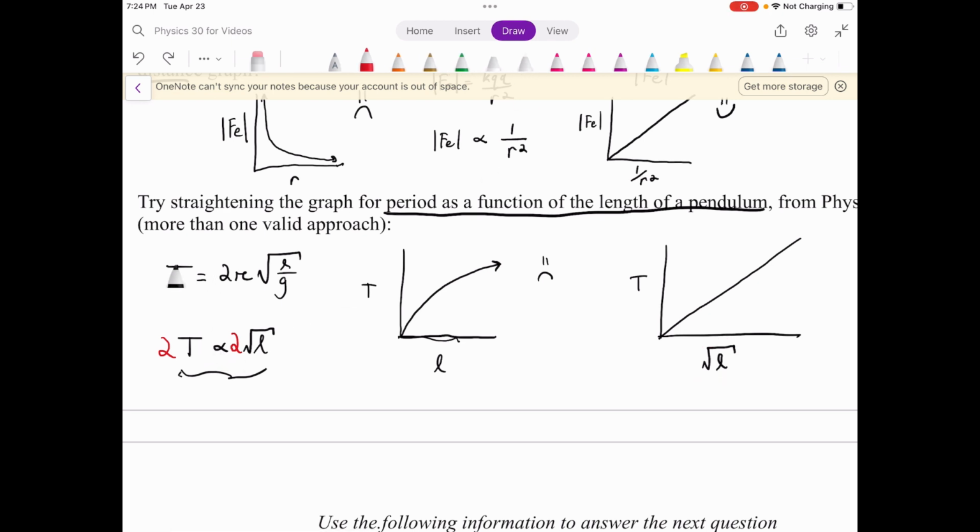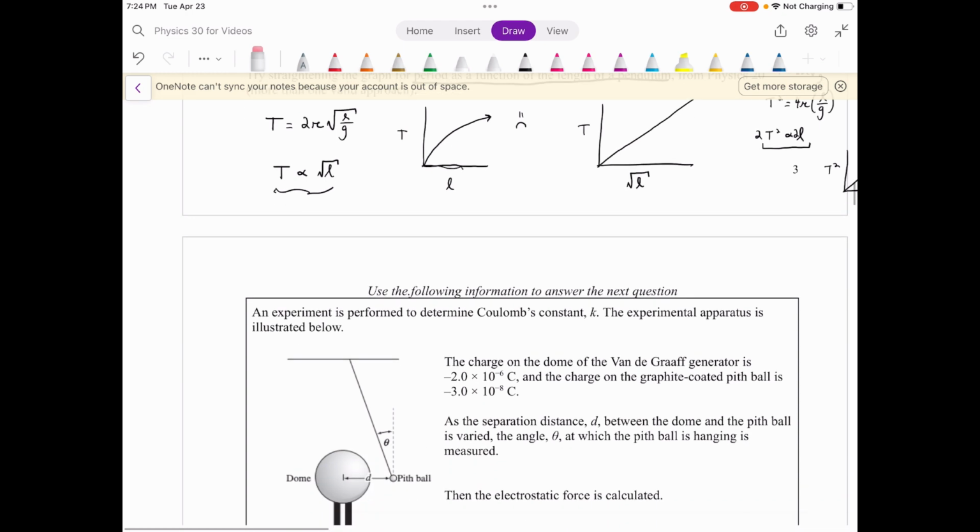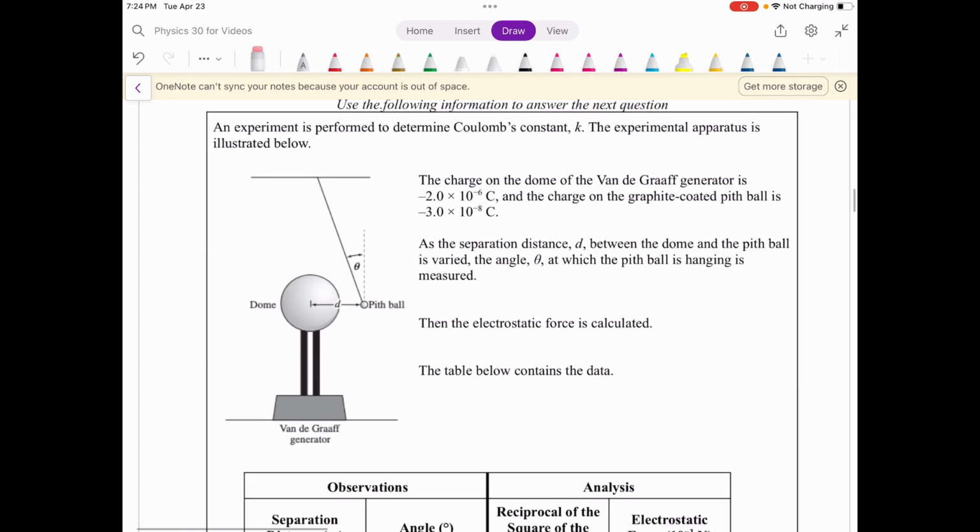And notice, none of that required any super in-depth physics knowledge. It required me to look at the equation, pick out the relationship between the y and x axis. That's what I was doing here, right? That's the relationship between those two variables. And then let that tell me how to get a straight line graph. Cool, right? Let's try one from a diploma where we need to apply this skill.